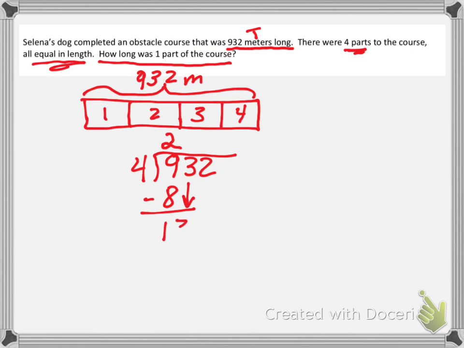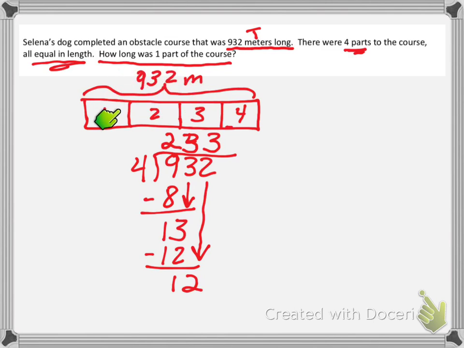Bring down the 3. 4 can go into 13. 3 times 4 is 12. We subtract, we're left with 1. Got to bring down again. We have a 2. 4 can go into 12 3 times. So each one of these parts of this course, on the tape diagram, is 233, 233, 233, and 233 meters long each, because they're each equal in length, and they are a total of 932.